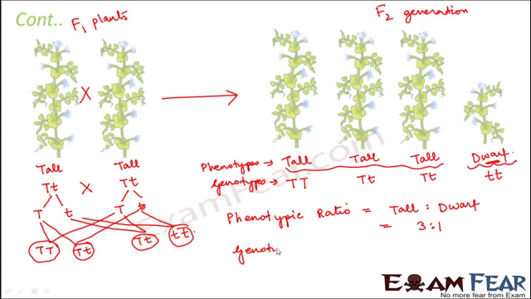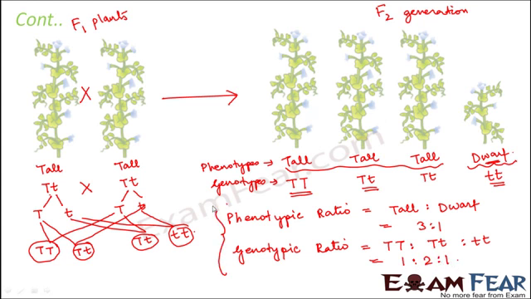Similarly, if I ask you to find the genotypic ratio, what will it be? Here we will not talk in terms of tall and dwarf. What are the various types of genotypes you have? You have basically 3 types of genotypes. One is capital T capital T, one is capital T small t, and one is small t small t. But capital T small t you have 2. So this ratio is going to be 1:2:1. So these are the phenotypic and genotypic ratios of the F2 generation, right?